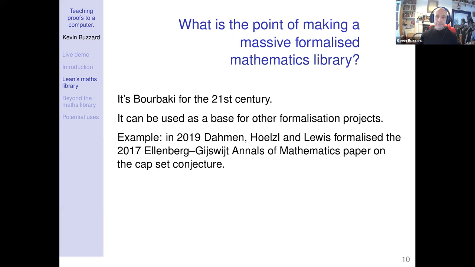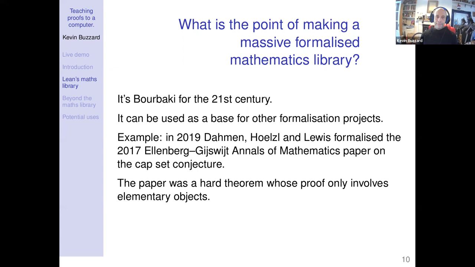And a team of Lean users, Sander Dahmen, Johannes Hölzl, and Rob Lewis, formalized a 2017 Annals of Mathematics paper, just to make it clear that it was possible to formalize modern research mathematics in real time. This paper was specifically chosen because it was a relatively short and ingenious argument. It was linear algebra over finite fields to a large extent, and combinatorics and counting arguments. So the argument was brilliant, but the proof was relatively short, and it only used theorems which were already in the mathematics library at the time, 2019. But this was an interesting milestone: to formalize a recent Annals of Mathematics paper.